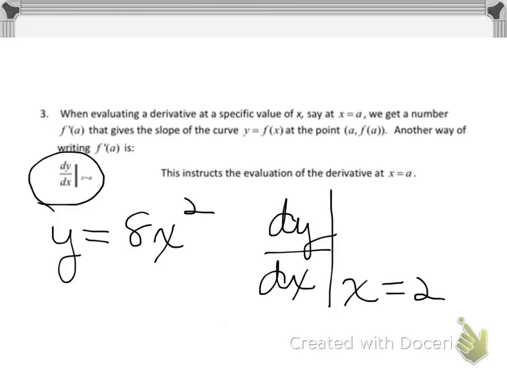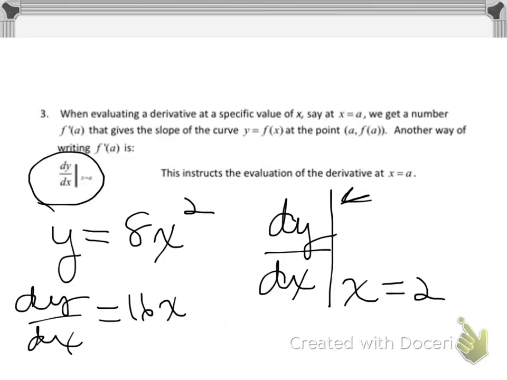What does that mean? So this line means evaluate it at. Okay, so I would say, okay, dy dx, following the notation that they've chosen, equals 16x, and if I evaluate it at x equals 2, then I put a 2 where I have my x, and that's going to equal 2 times 16 is 32.